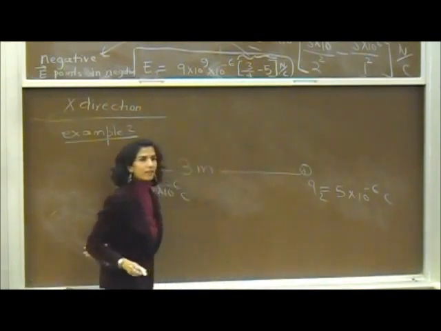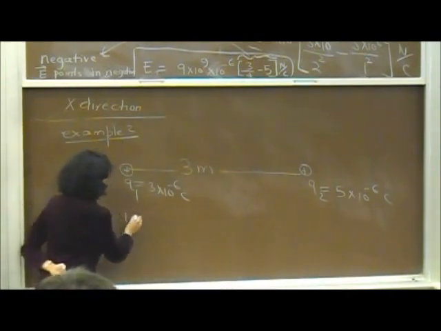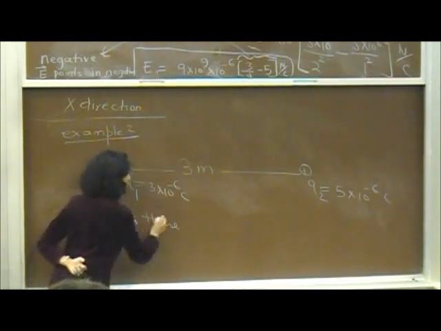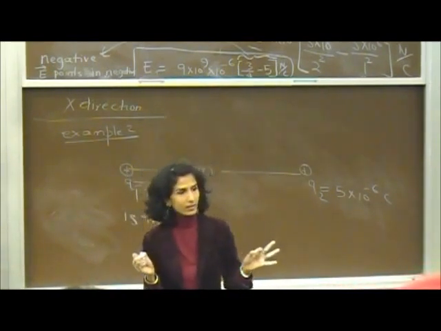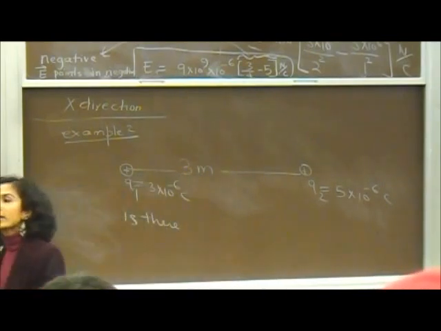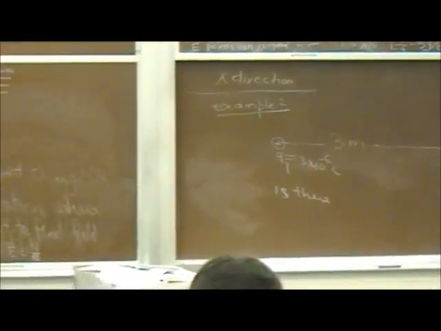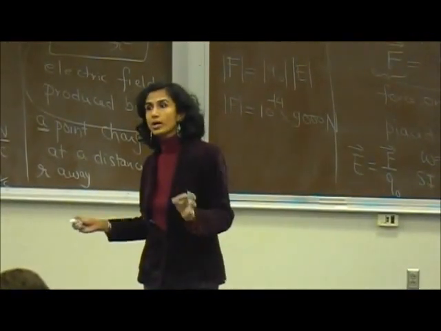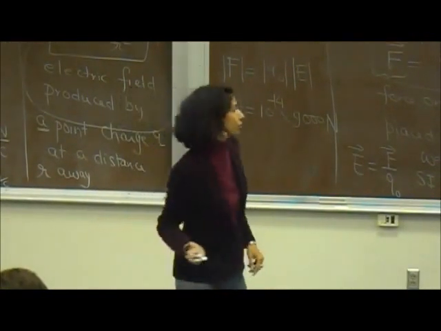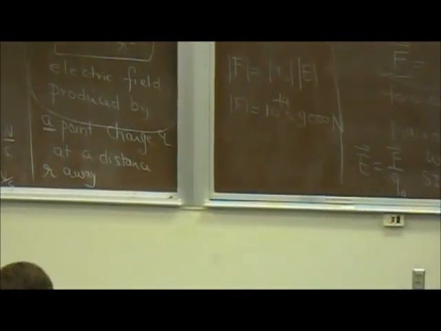The question that I have for you is, is there a point between the 2 on the straight line joining the 2 charges somewhere where the net electric field is completely 0? That means there is no electric field at all. That's the question for you. Take 1 minute, talk to a person next to you. So the question is, is there a point somewhere here?